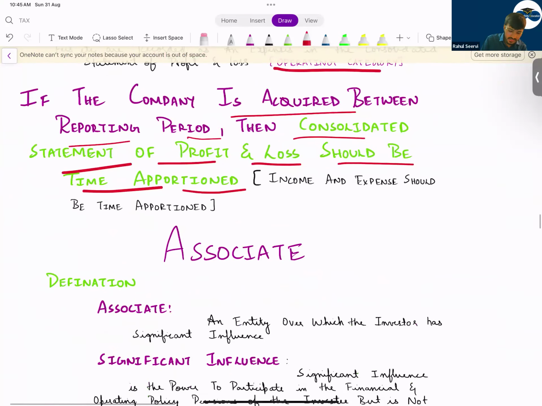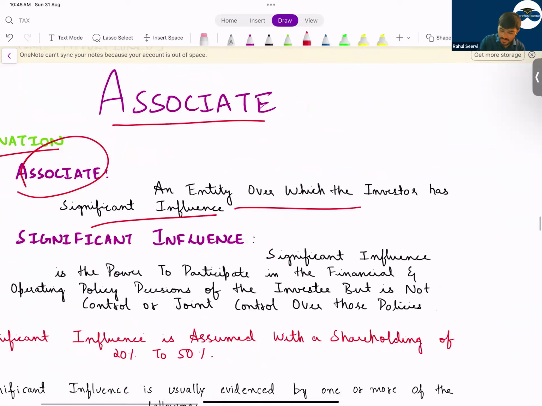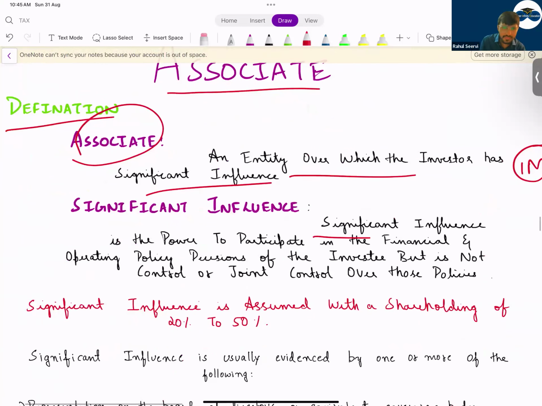Now coming to associate, sir. In case of associate, what do we follow, sir? An associate is an entity over which an entity has significant influence. Write down this, it gets 1 mark. So what is significant influence? Significant influence means the power to participate in financing and operating policy. Whenever the financing and operating policies are made, you can take part in that.